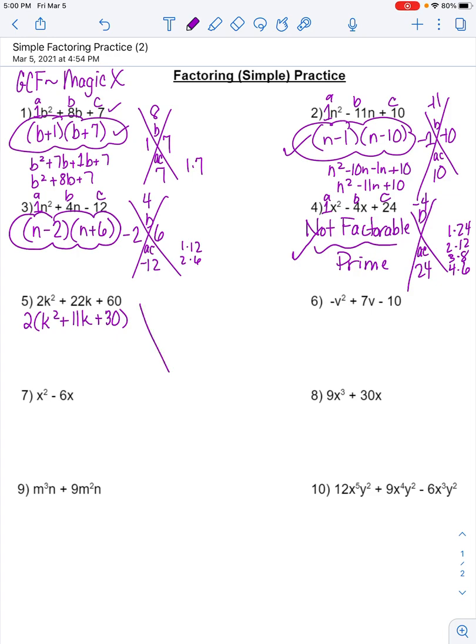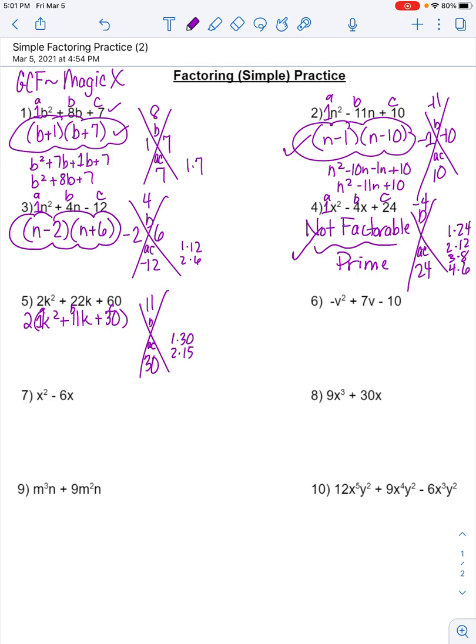So now I can use magic X, has your back, on that trinomial. So my A is 1, B is 11, C is 30. So I'm going to put 11, and 1 times 30 is 30. I already think I know what it is without writing all my factors out, but I'll go ahead and do that just so you can check yourself.